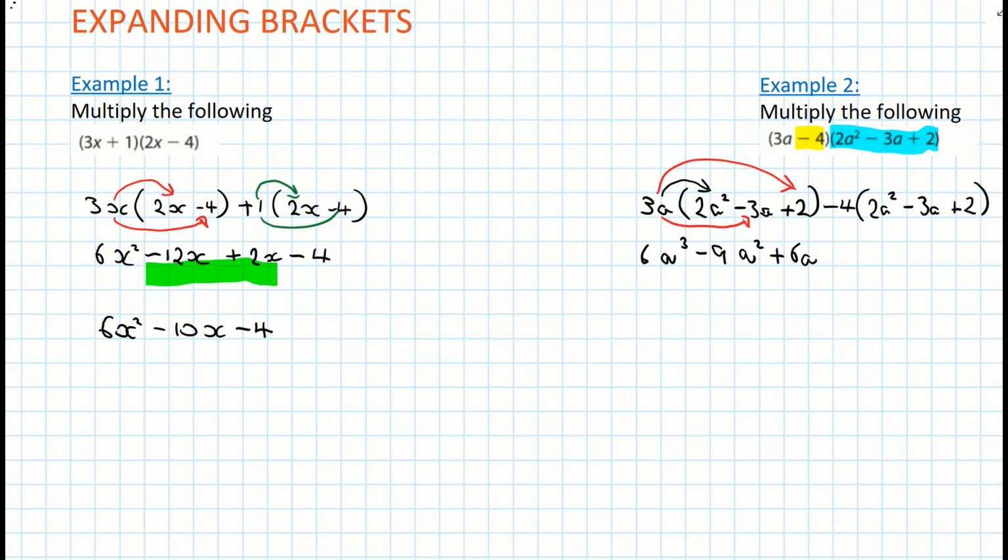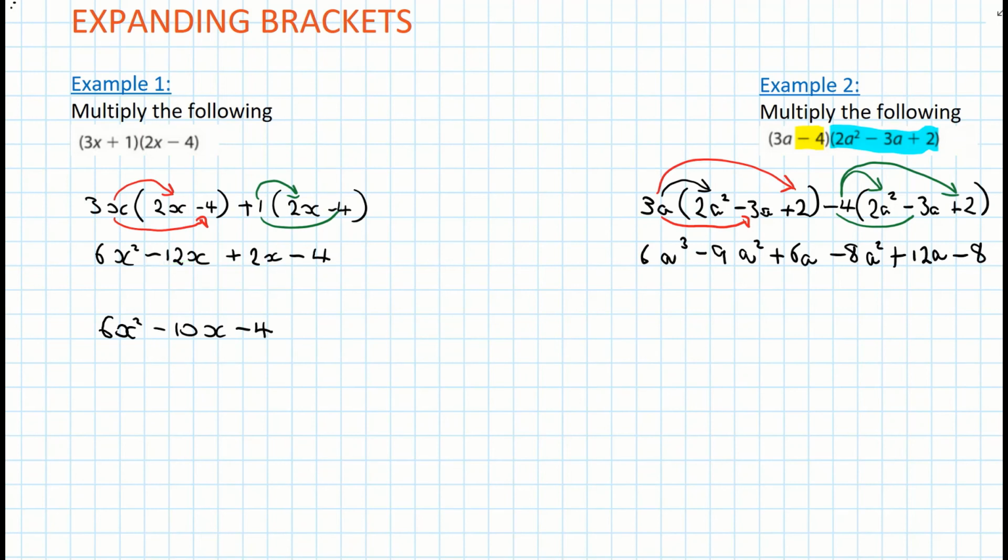I'm then coming to my second bracket. Minus 4 multiplied by 2a squared is giving me minus 4 by positive 2, which is negative 8a squared. And then I'm multiplying my minus 4 by minus 3a. So just watch the double negative here. Minus by minus is giving me a plus. 4 by 3 is giving me 12a. And my final step is minus 4 multiplied by the positive 2, minus by a positive is giving me a negative 8.